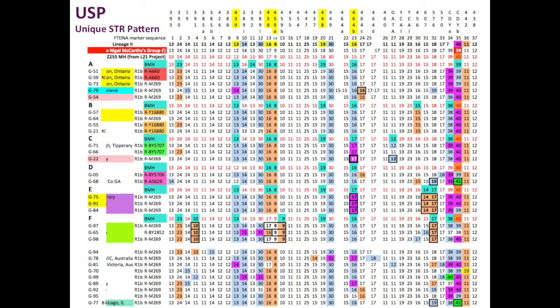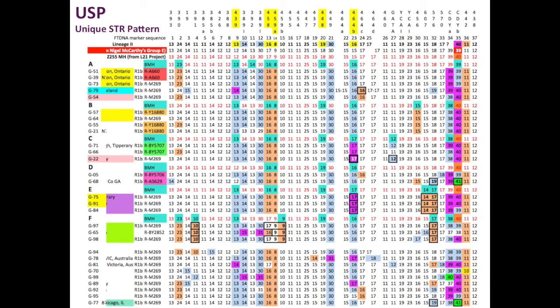So these are very, very useful when you come to trying to look at subgroups and making sure that people are grouped appropriately. And this is a chart that I showed yesterday. Here you can see a unique pattern, 17, 14, 17, 17, 14, 17, and these three people here. And this one here, you've got 10, 9, 9, and 17, which confers a unique STR pattern on that particular group.